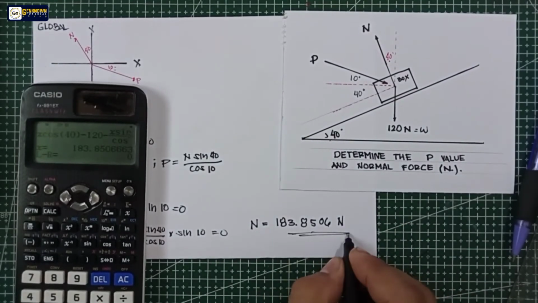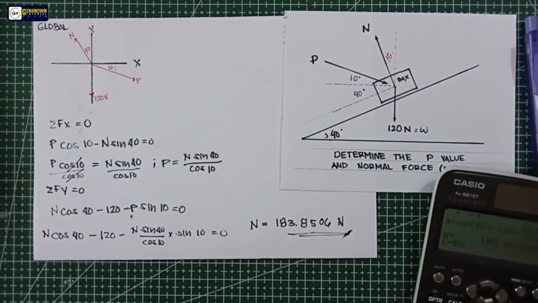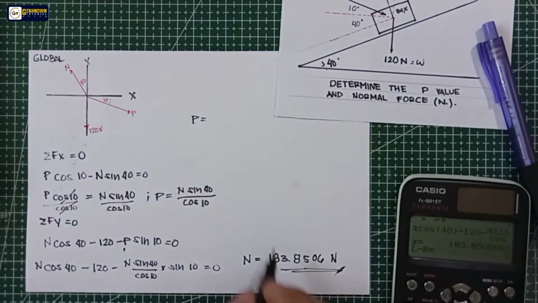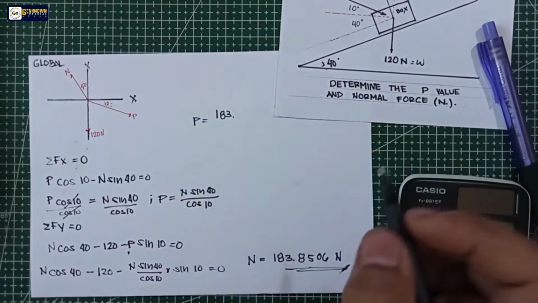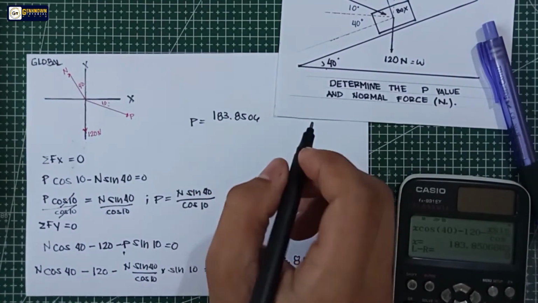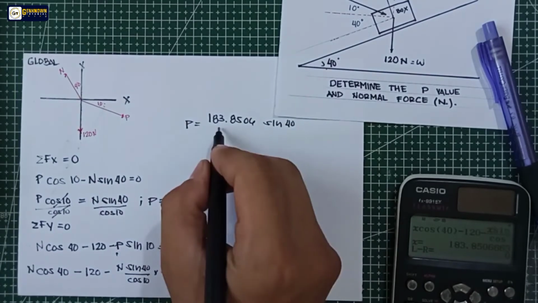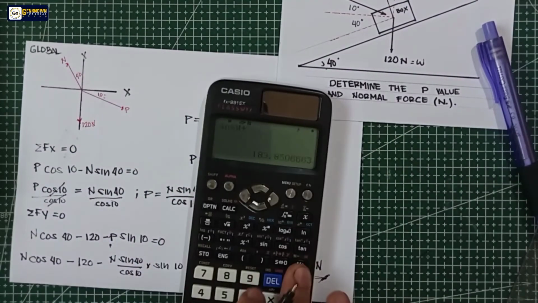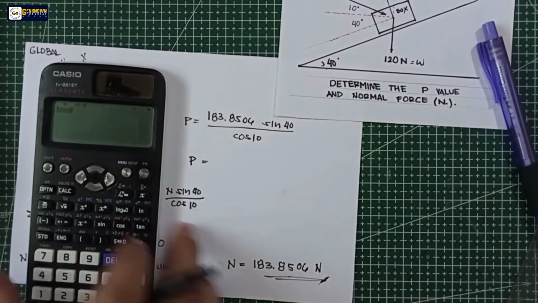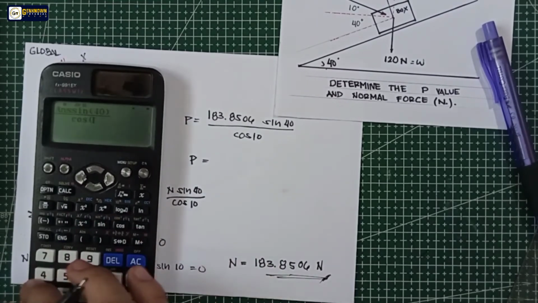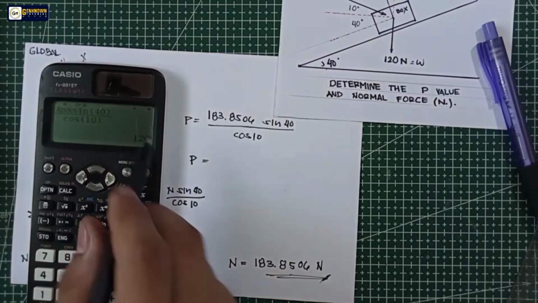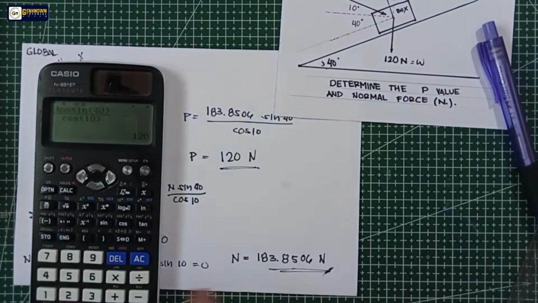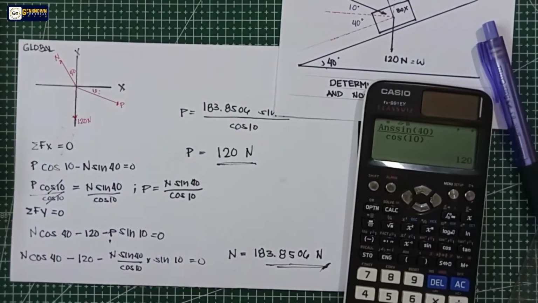Newton. Okay, since may value na tayo ng normal force, we can easily identify or we can easily solve the value of P using this one. So P is equal to 183.8506 sine 40 over cosine 10. Okay, so P is equal to, so answer sine 40 divided by cosine 10. So the value of P is equal to 120 Newton. Okay, ayan yung mga sagot for the P value and the normal force.